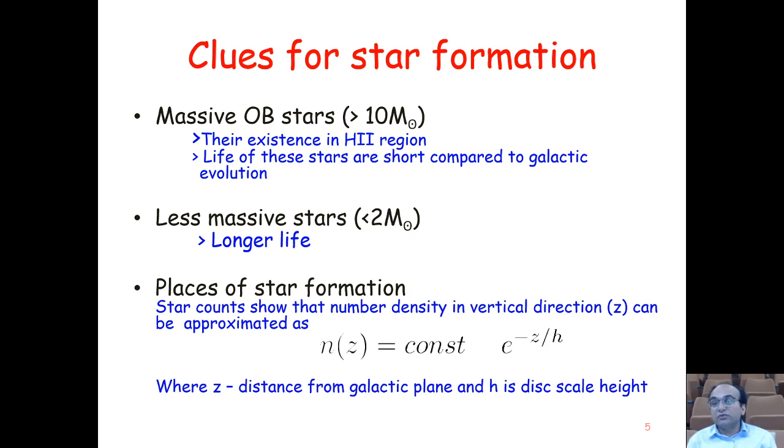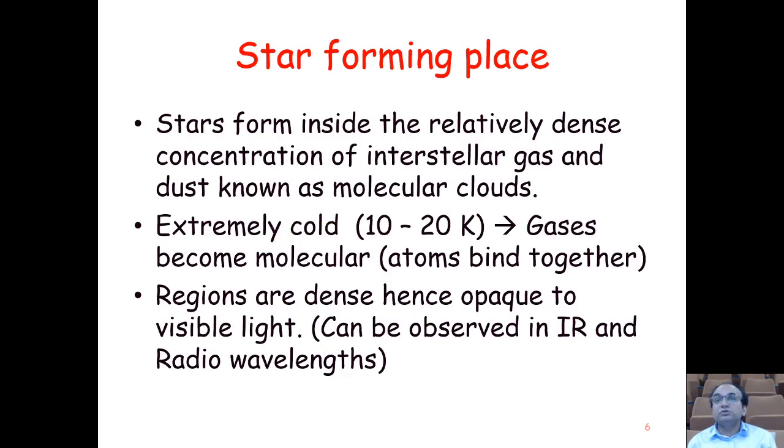So where do these stars form? If you see the density distribution, it is basically e to the power minus z over h, where z is the distance from the galactic plane and h is the disk scale height. Then you will see most of the stars form in the disk, in the spiral arms of the galaxy. So the stars form inside relatively dense concentrations of interstellar gas, known as a molecular cloud.